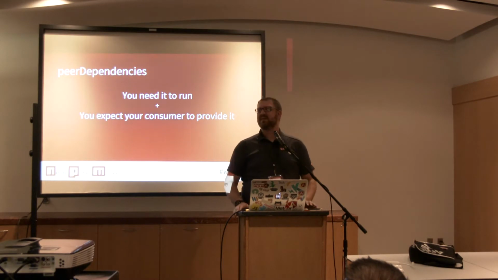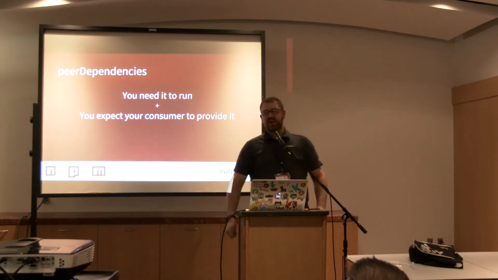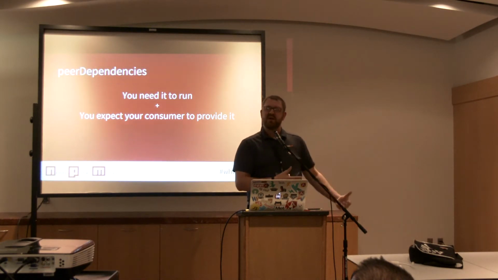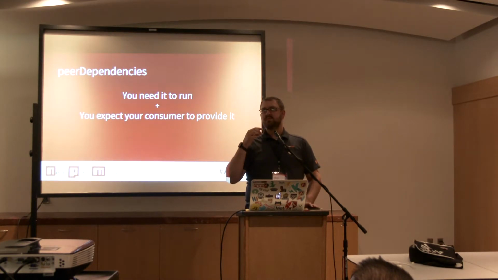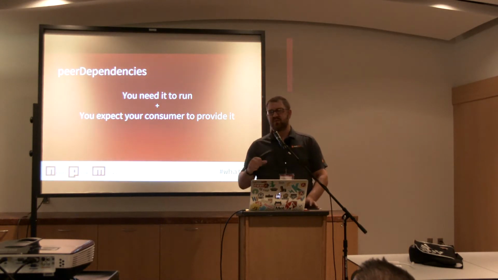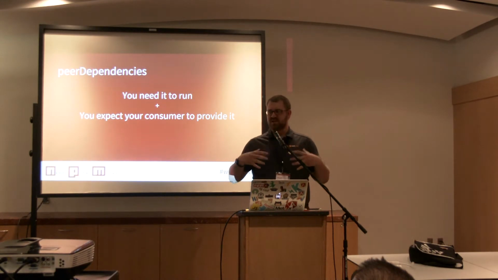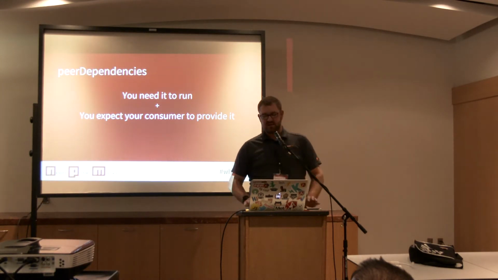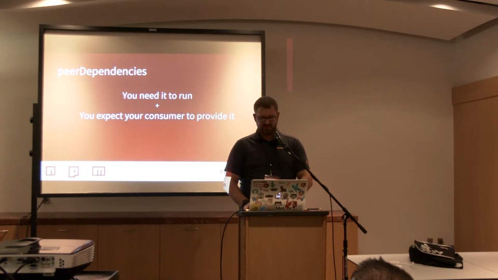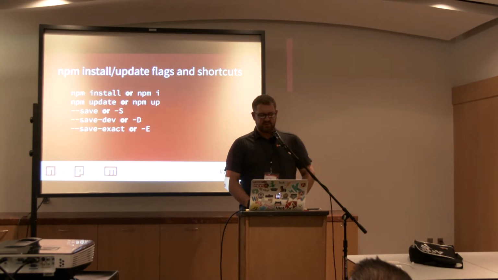Any others on that? How does it handle version differences with peer dependencies? So it will complain about it if the installed version it's using doesn't match the version range you specified. But I haven't run into that problem too much, usually because when you're specifying a peer dependency, you like to be somewhat broad, right? So you can account for that. Does that make sense? You good? Okay, peer dependencies. Like I said, sometimes this trips up people, but really it's just these two parts. You need it to run, and you expect your consumer to provide it. All right, there you go.